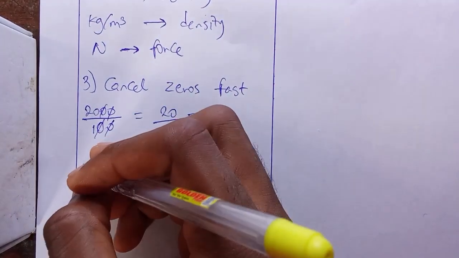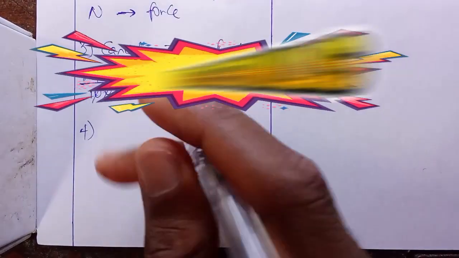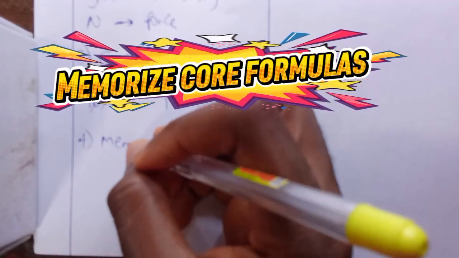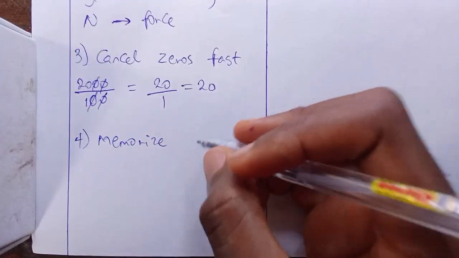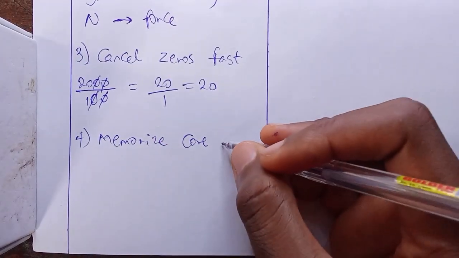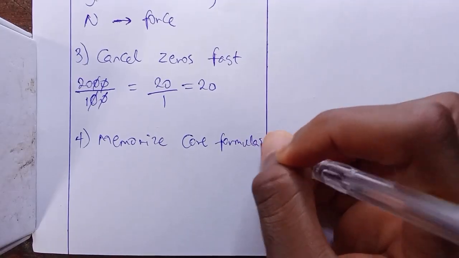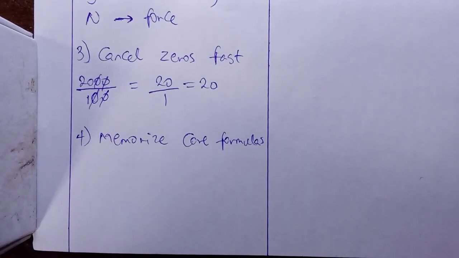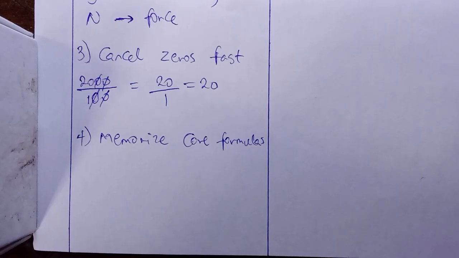Trick number 4: memorize core formulas. In physics, we have core formulas, and I'll show them to you right now. Number 1, velocity. The formula for velocity is very important because a big question may require you to find the velocity first before you can use it to find something else.